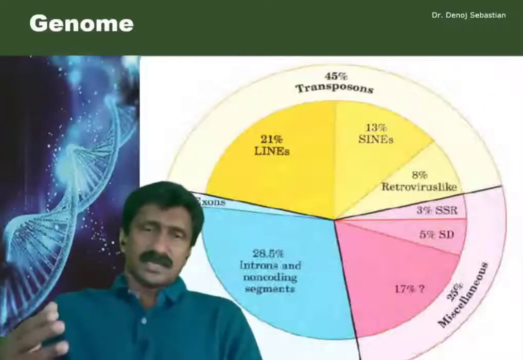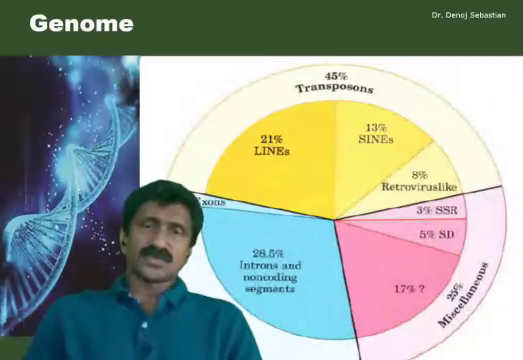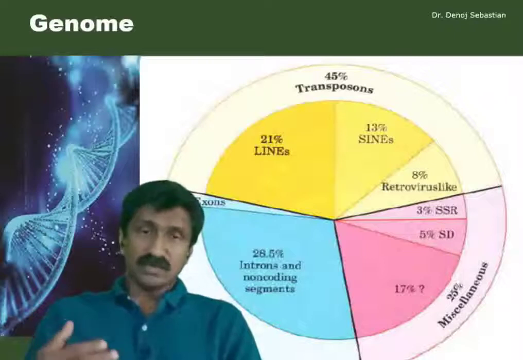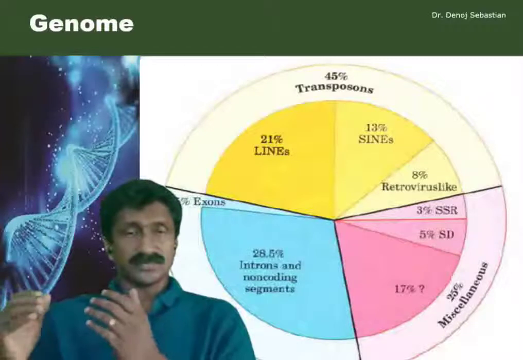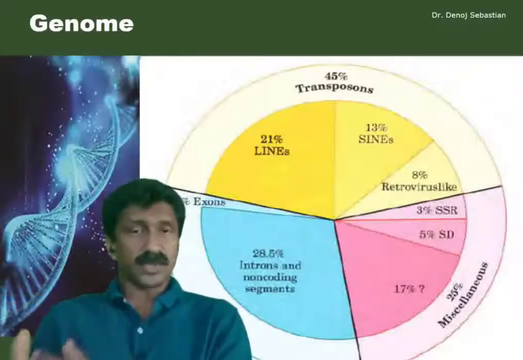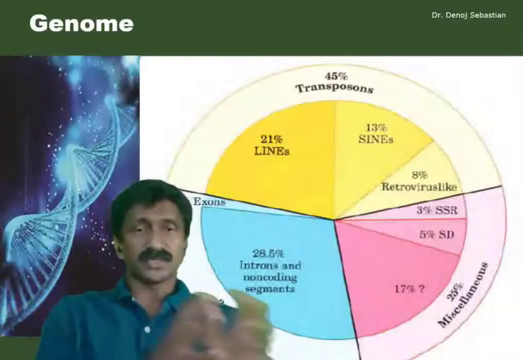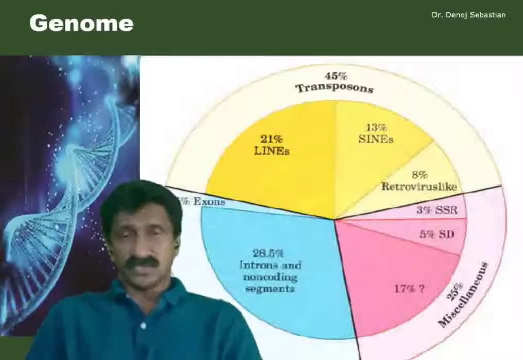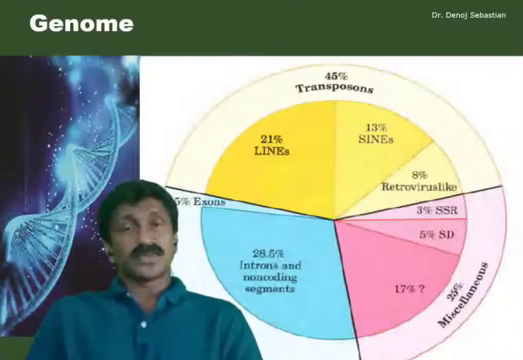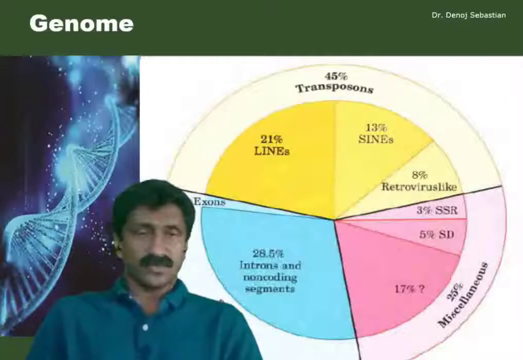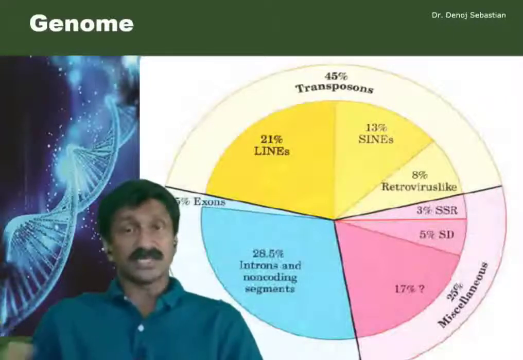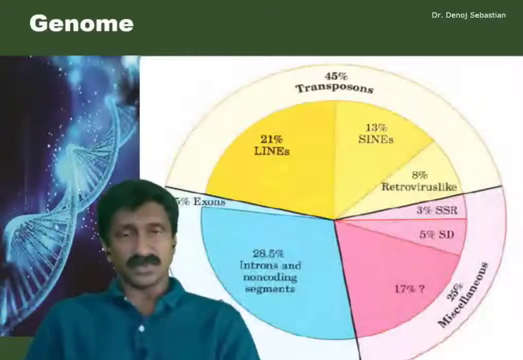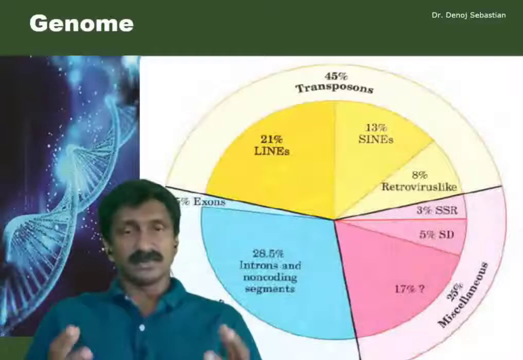Whereas the other elements like transposons, which are also known as jumping genes or transposable elements, which are reported to move from one part of the genome to another part of the genome by themselves, contribute about 45% or a major share of the overall size of the genome. Then there are other miscellaneous elements like SSRs or STRs, and various other elements also present in the genomic content.